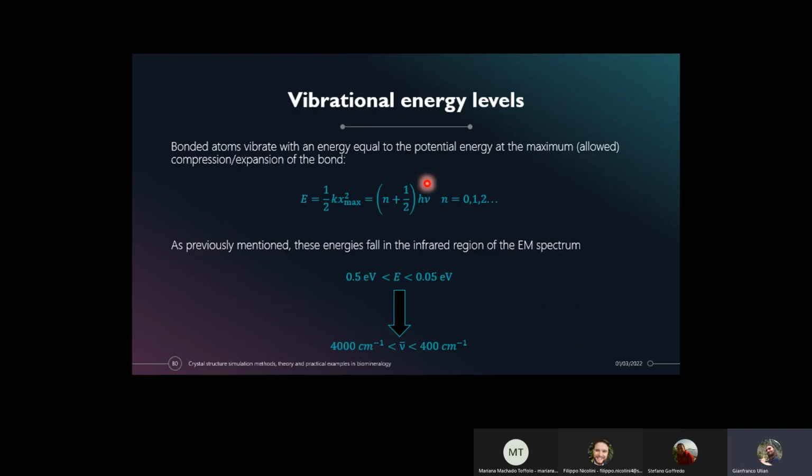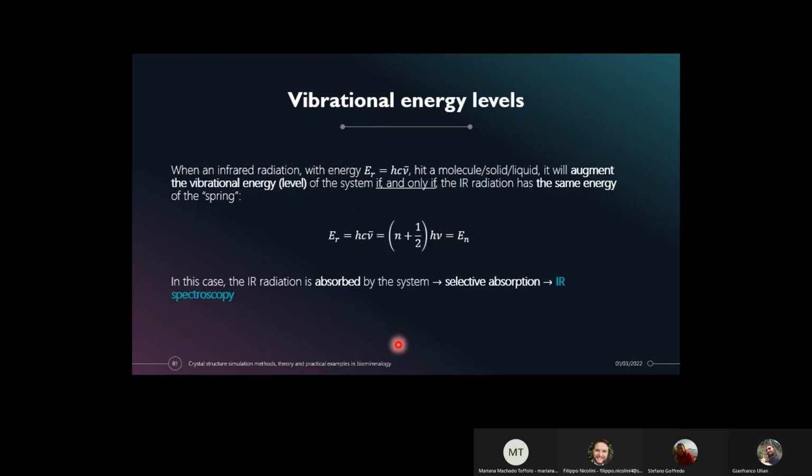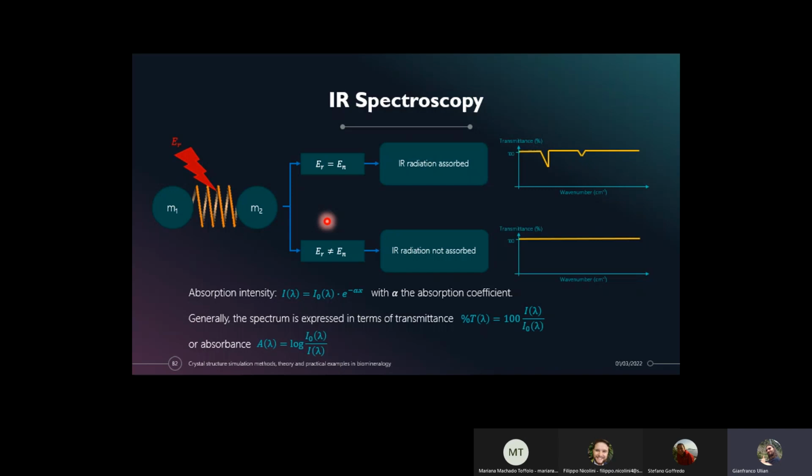So the separation of these energies is, remember, h multiplied by the Planck's constant multiplied by the frequency. And the separation of frequency levels is in this energy range that translates into the infrared light region. So let's go to this slide here.